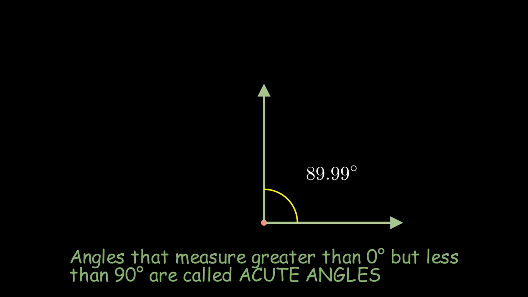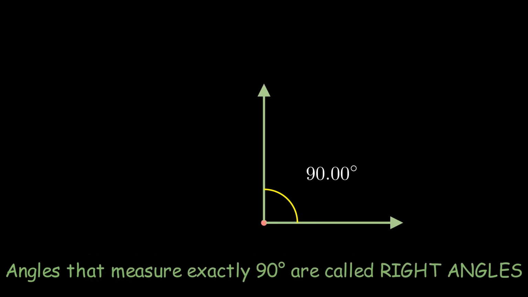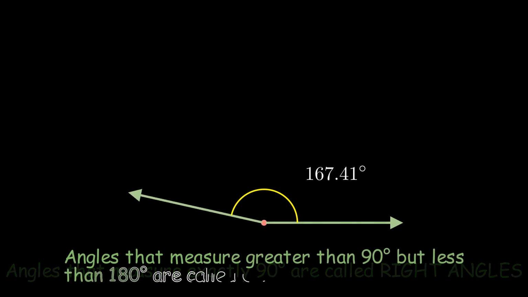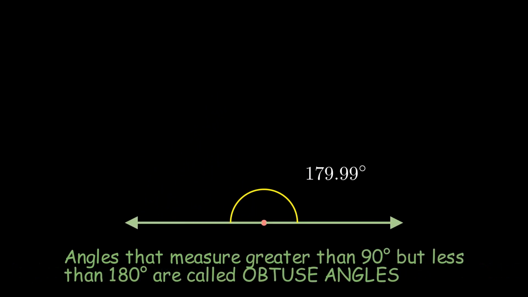So let's review what we've learned so far. Angles that measure greater than 0 degree but less than 90 degrees are called acute angles. Angles that measure exactly 90 degrees are called right angles. Angles that measure greater than 90 degrees but less than 180 degrees are called obtuse angles.